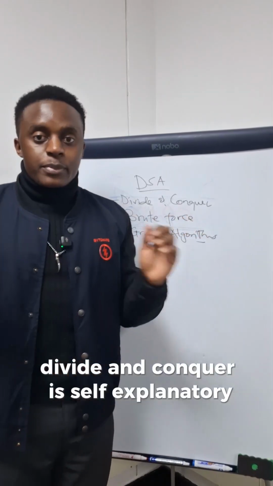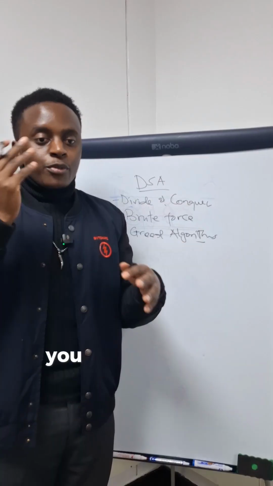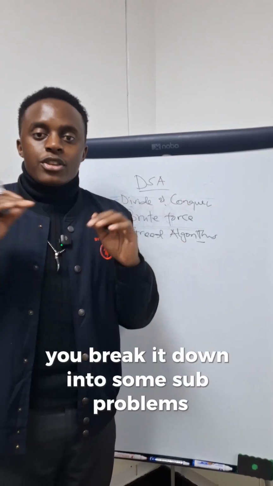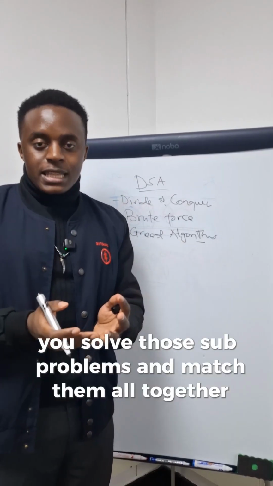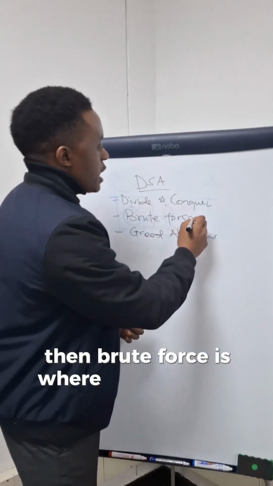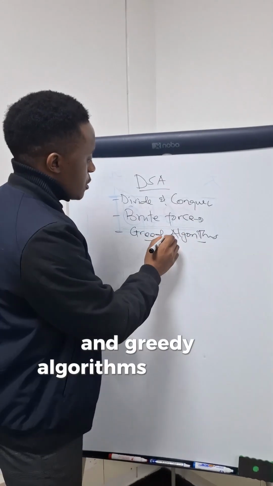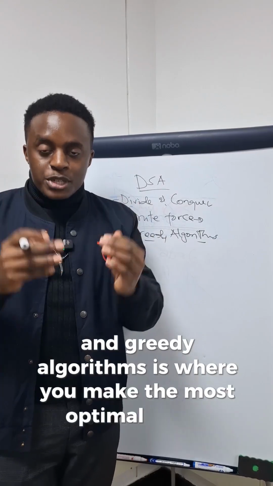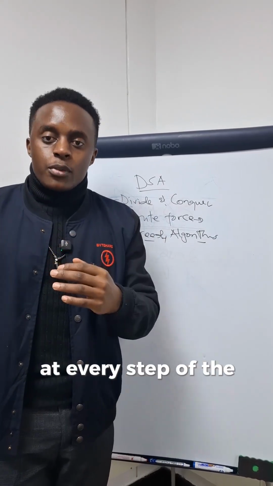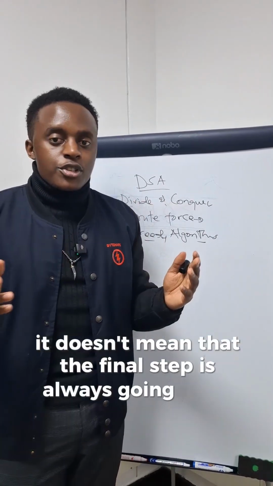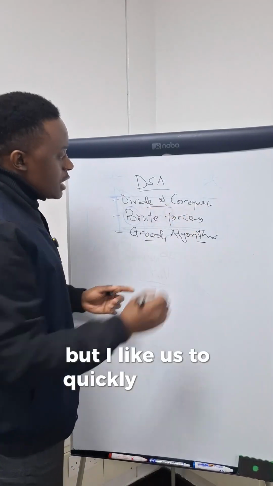Divide and conquer is self-explanatory. This is where you have a problem, you break it down into some sub-problems, you solve those sub-problems and match them all together later on. Then brute force is where you basically try every possible solution that is there. And greedy algorithms is where you make the most optimal choice at every step of the way. It doesn't mean that the final step is always going to be efficient. But I'd like us to quickly look at divide and conquer.